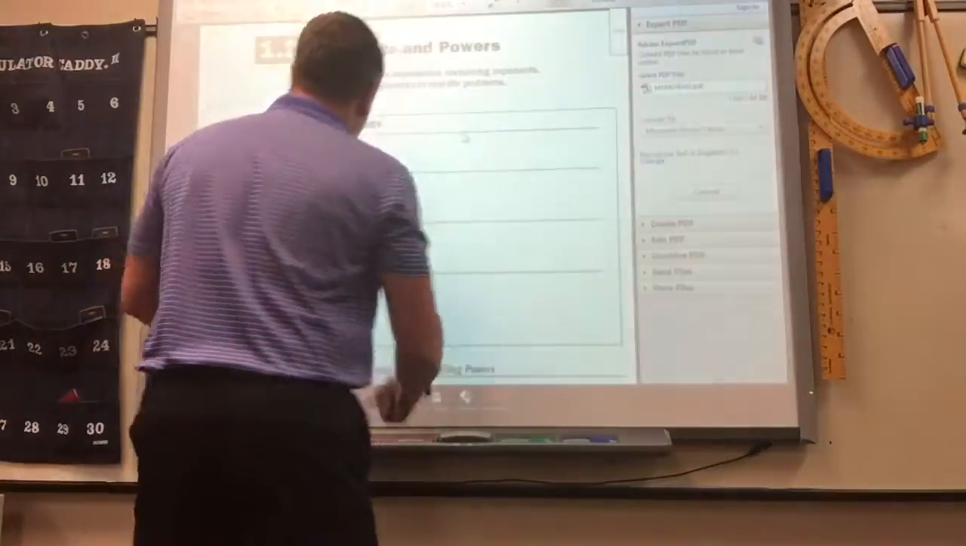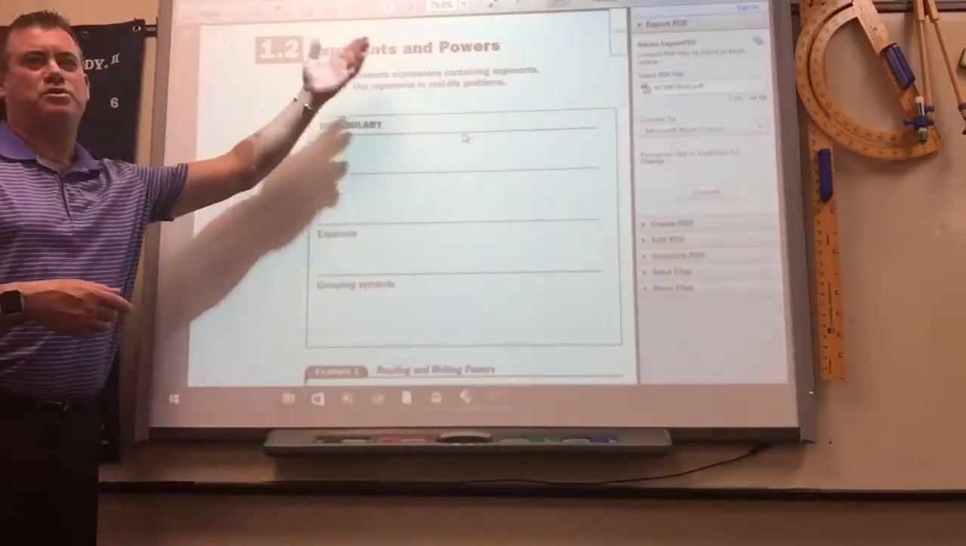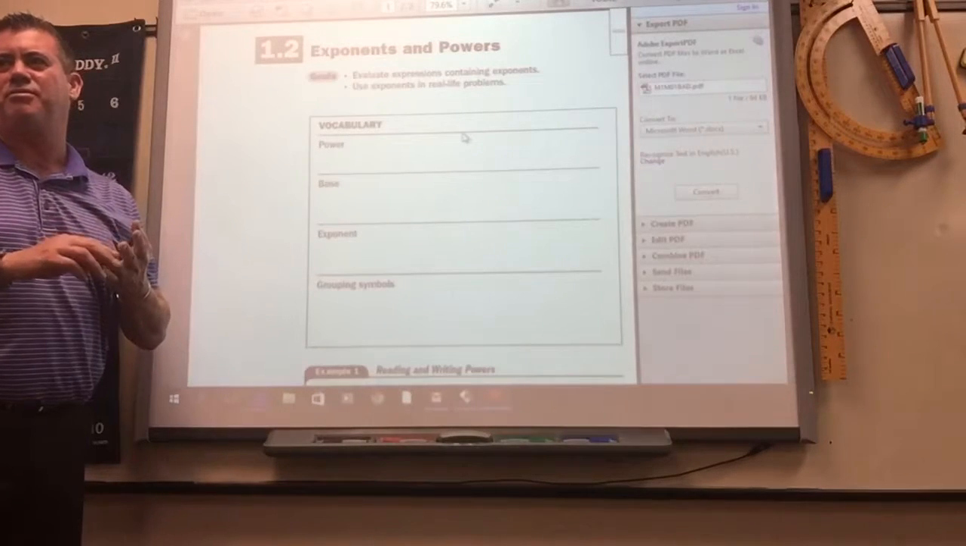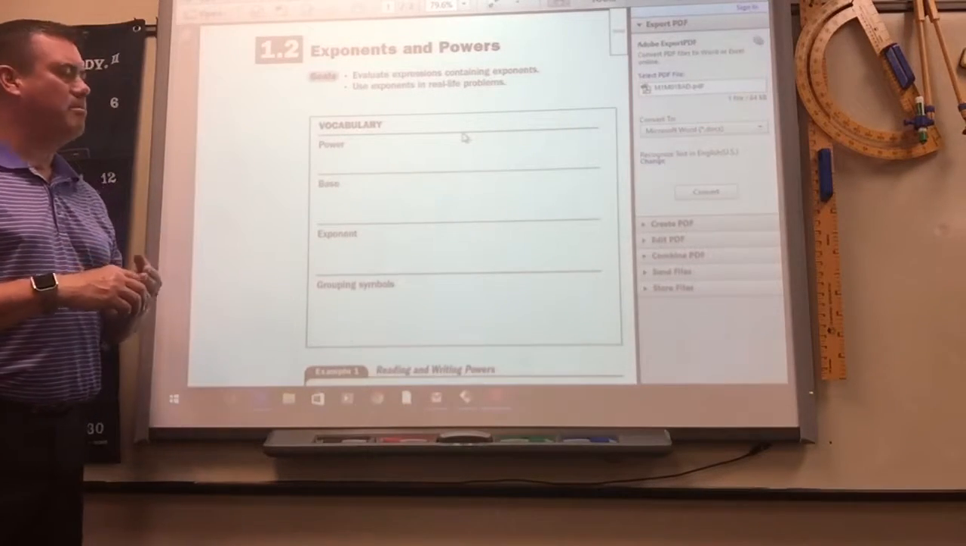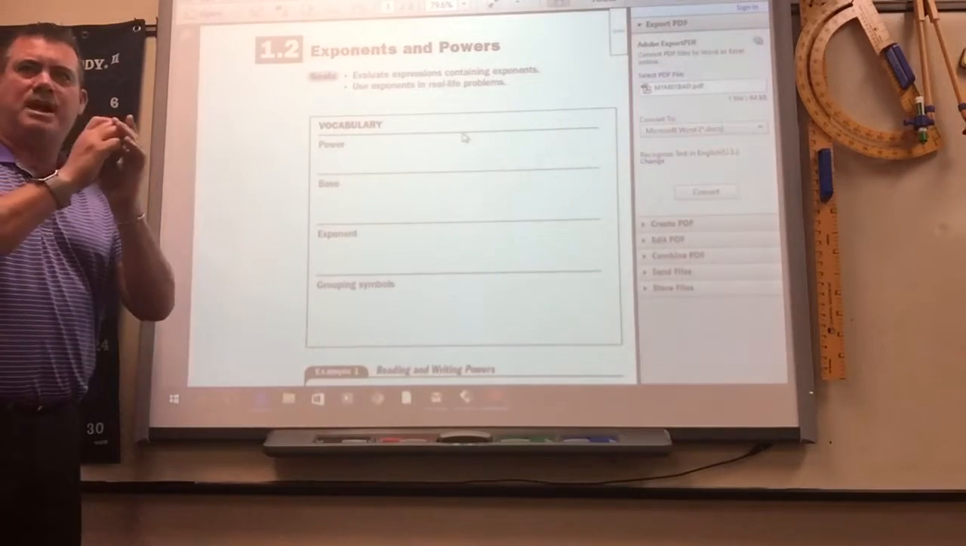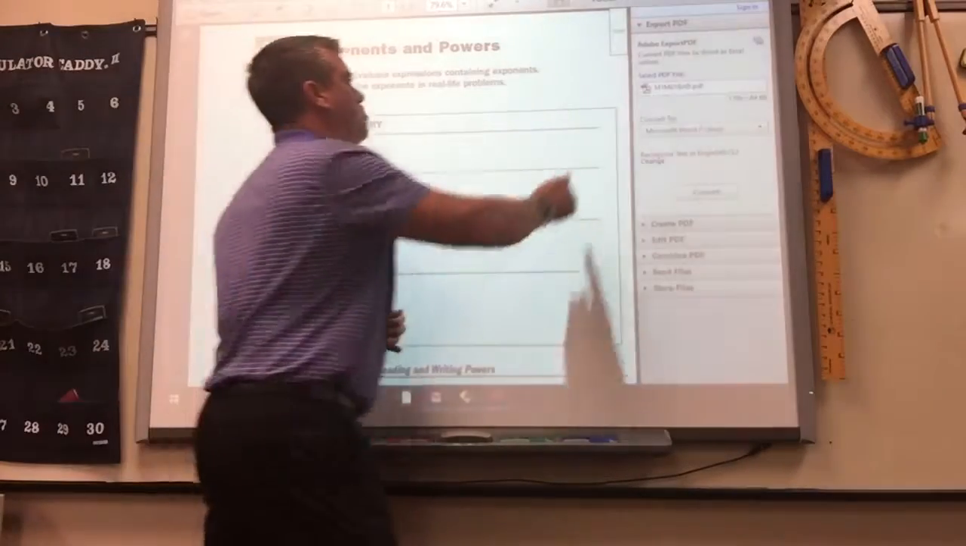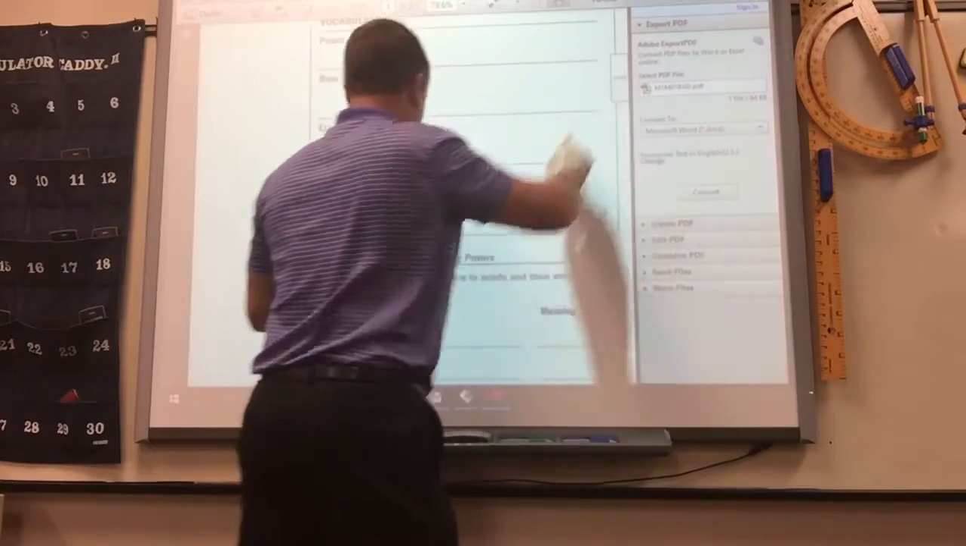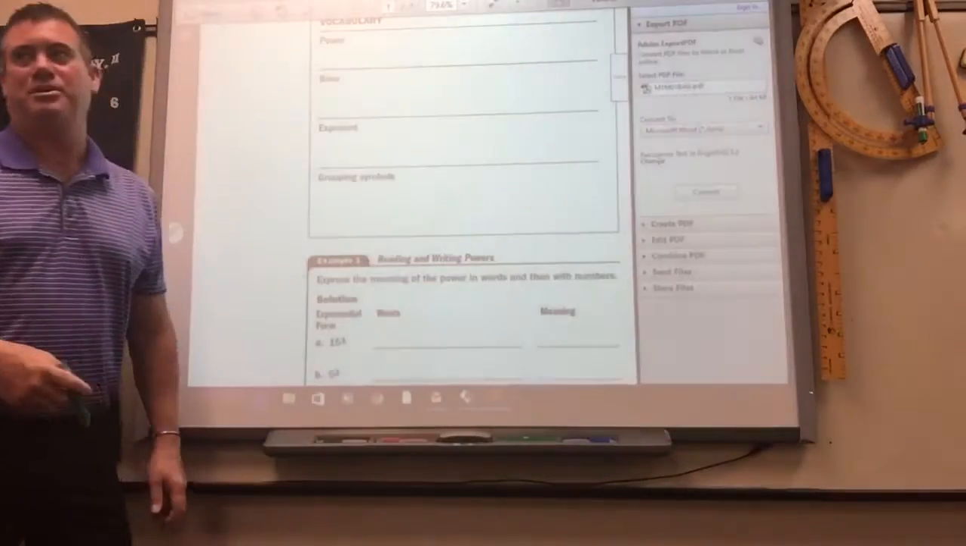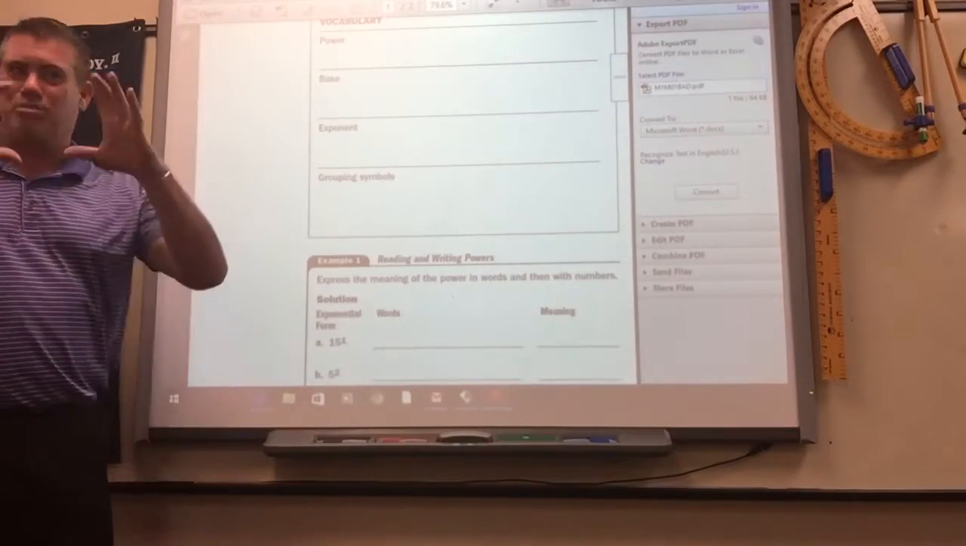Okay, so we talked about exponents and powers. This is the basic stuff. The bottom number is the base. The top number is the power or exponent. Grouping symbols. Everyone remember what a grouping symbol is? Parentheses.